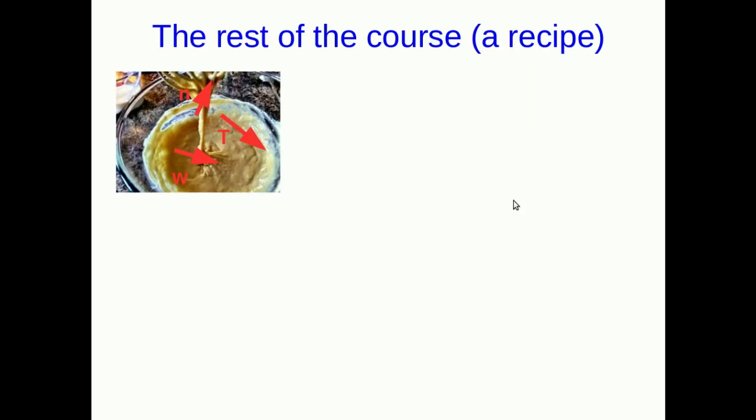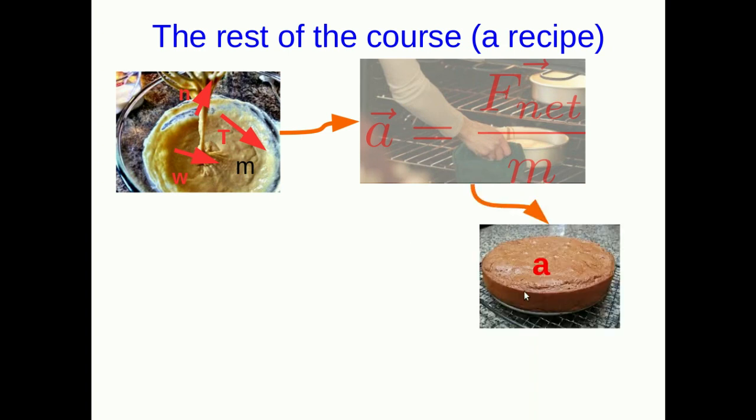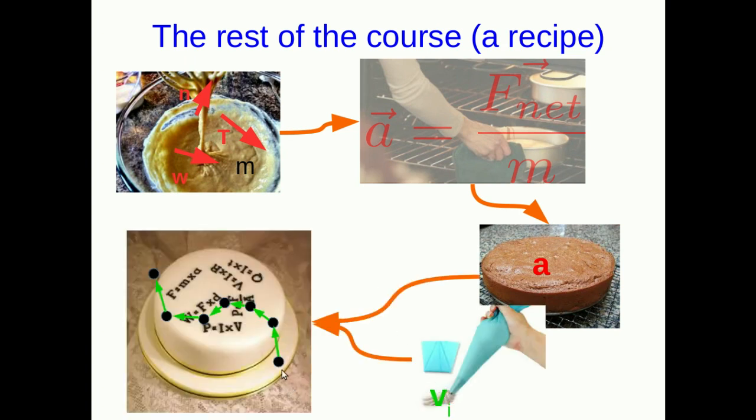Here's an analogy for what we're doing for the rest of the course. If you start with forces, and those are your starting ingredients, so you know all the forces acting on some object, and you also know its mass, you can take those ingredients and cook them up with Newton's second law, and that tells you the acceleration. And if you have just one more ingredient that you add at this point, which is the initial velocity, you can determine or predict the rest of the motion of the object from that point on.